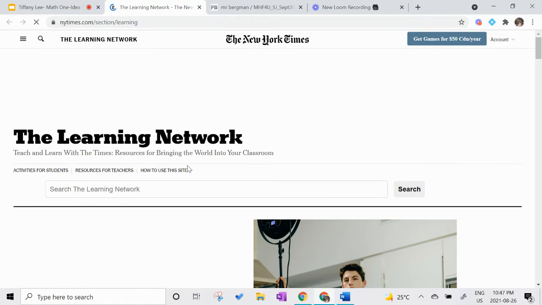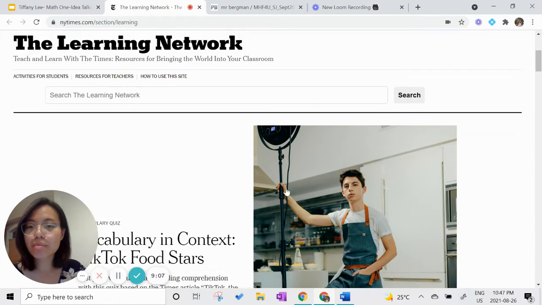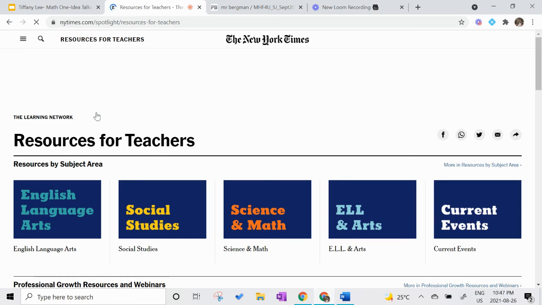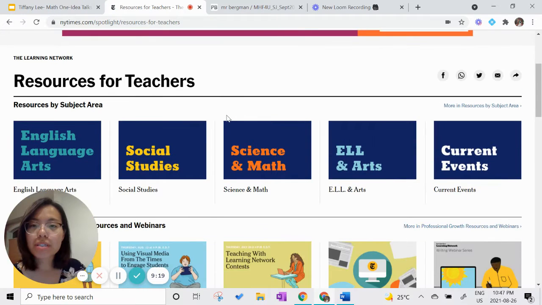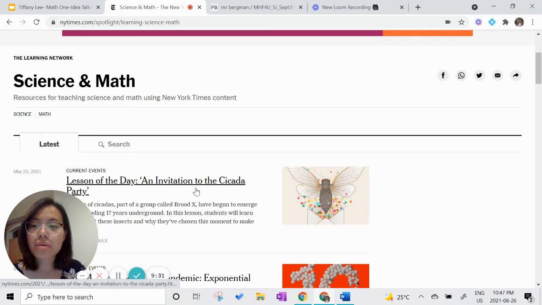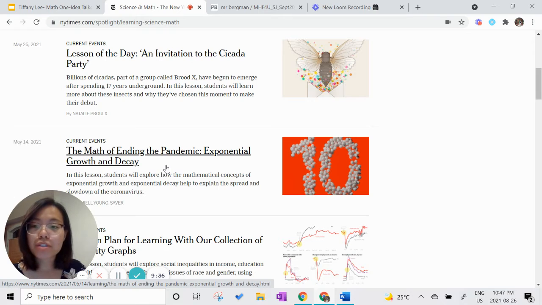So the New York Times, the Learning Network here, you can obviously browse their main page. But what I like to do is I go here. So resources for teachers. I click on that. And then you are brought to this page, and you can choose your subject area. So obviously I'm going to click on science and math. And here it has like the latest articles and so on. So lesson of the day, the math of ending the pandemic, exponential growth and decay, right? So if you're teaching exponential growth and decay, this is a great article for you to use.